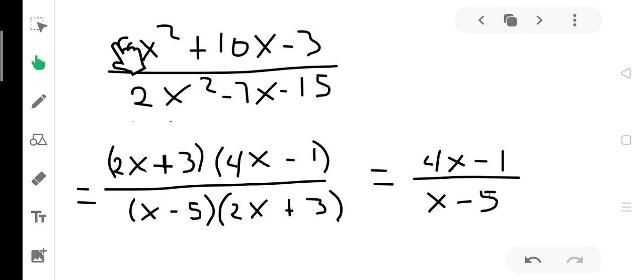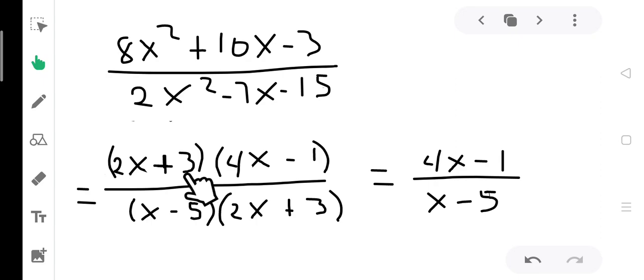Now, for this trinomial, the factors are two binomials. We have the factors of 8x squared, 2x and 4x, because 2x times 4x is 8x squared. And then for the last term, since this is negative 3, we have one positive factor and another negative factor. So we have positive 3 and negative 1. But again, we have to consider the middle term. Let us check if this middle term can be satisfied.